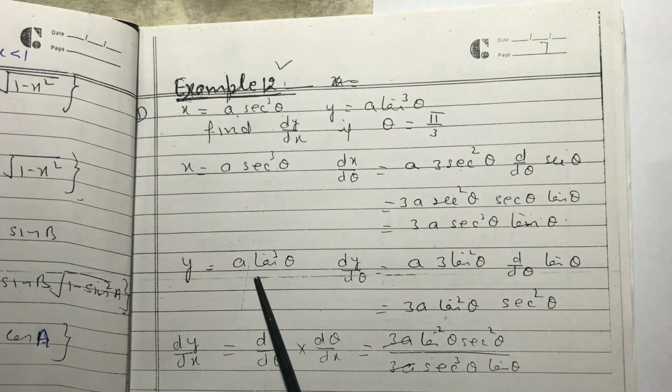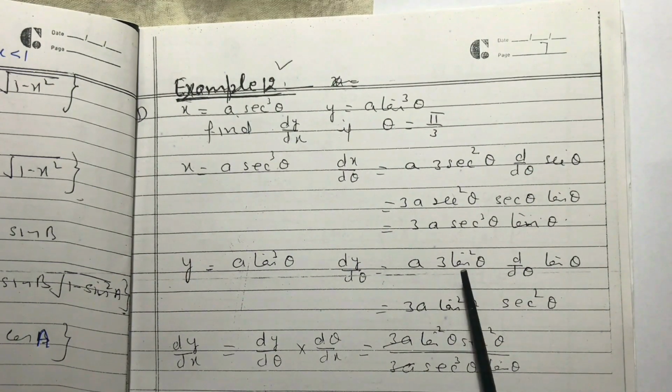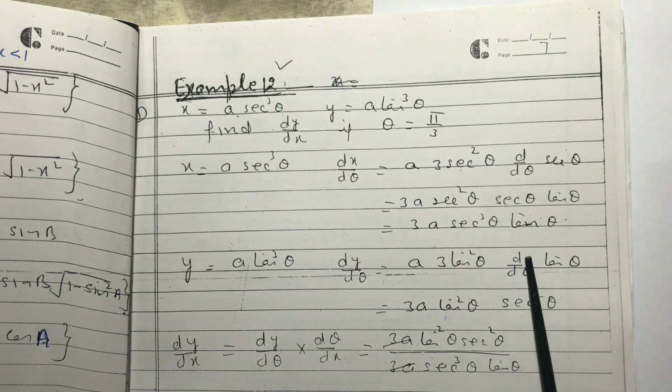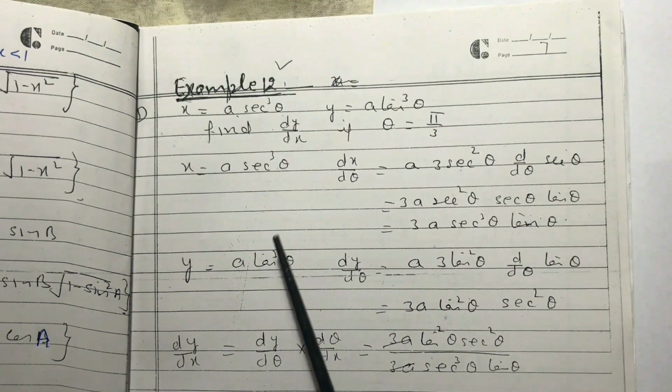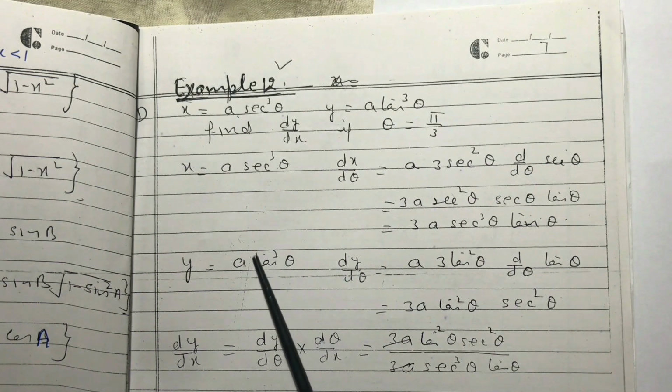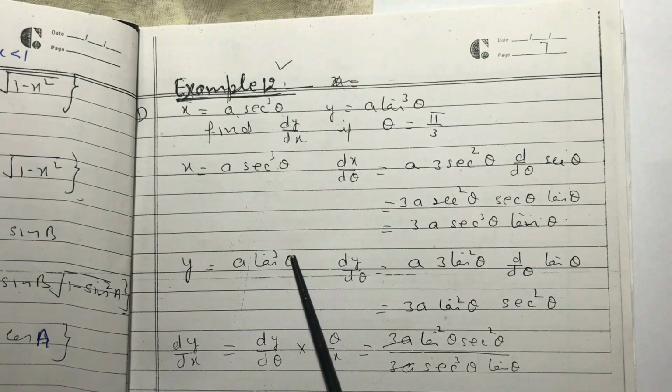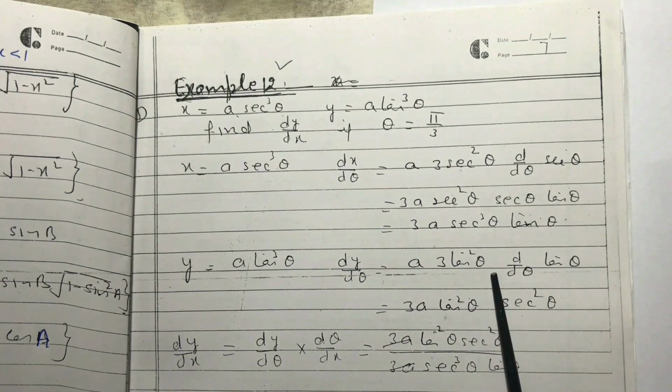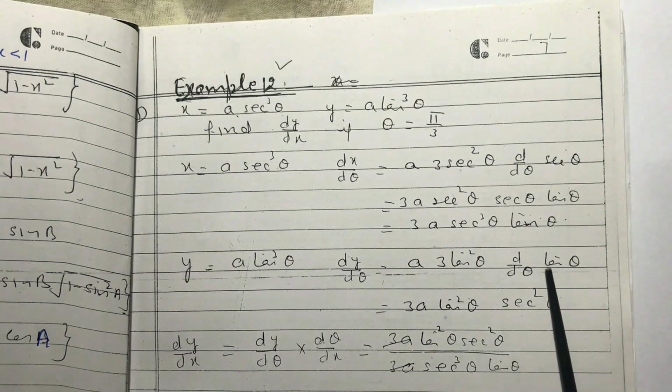Now y is equal to a tan cube theta. dy by d theta is 3a tan square theta d by d theta of tan theta. So I have differentiated this with respect to tan theta. So that is equal to 3a tan square theta d by d theta tan theta. This is equal to 3a tan square theta. Differentiation of tan theta is sec square theta.